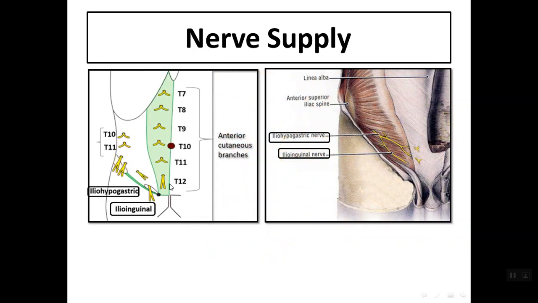Instead, this nerve L1 consists of two nerves, which are the iliohypogastric and the ilioinguinal. Iliohypogastric will emerge just above the superficial inguinal ring, while that of the ilioinguinal will pass through the superficial inguinal ring.